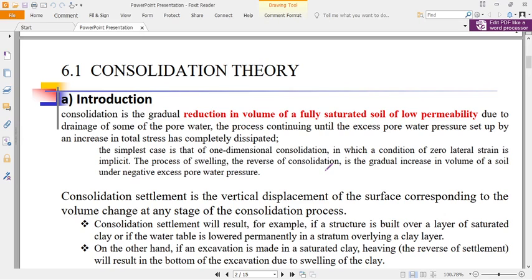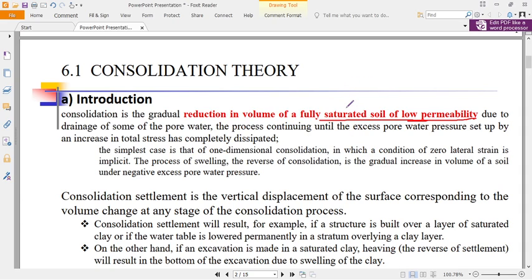Or what we call consolidation settlement. So consolidation is a general reduction in volume of a fully saturated soil of low permeability. Low permeability means that the rate at which the water escapes is very slow. Therefore, the load is taken up by water, causing what we call excess pore water pressure. But with time, those excess pore pressures dissipate, or water escapes.